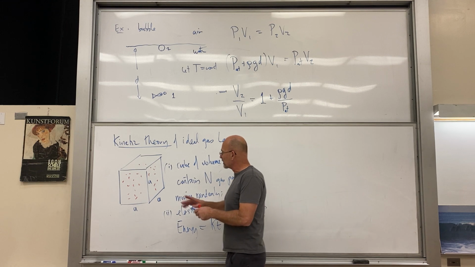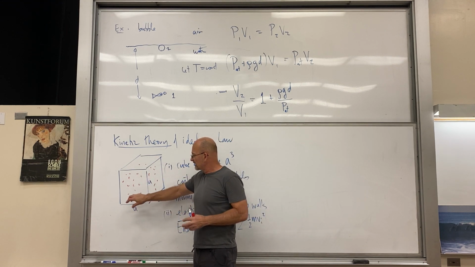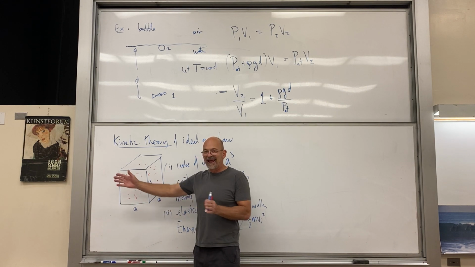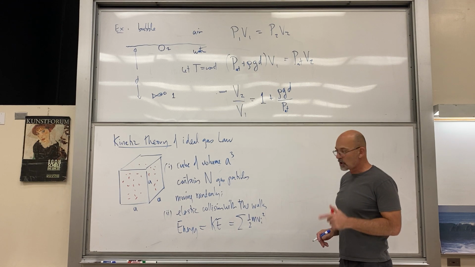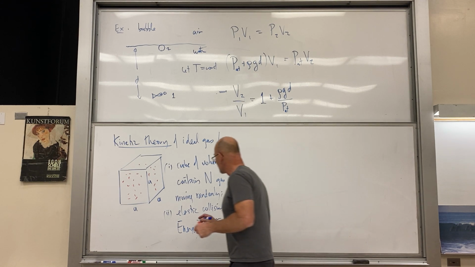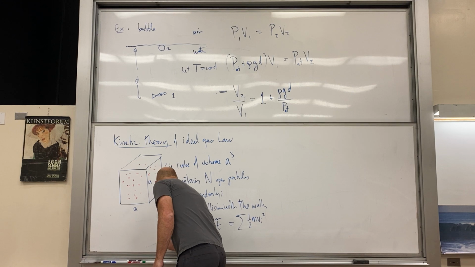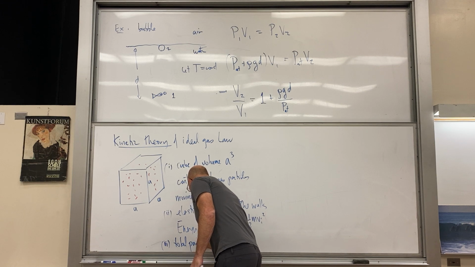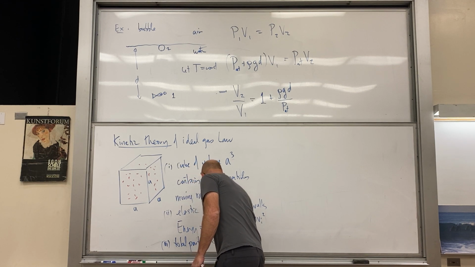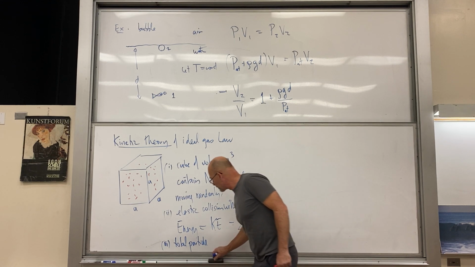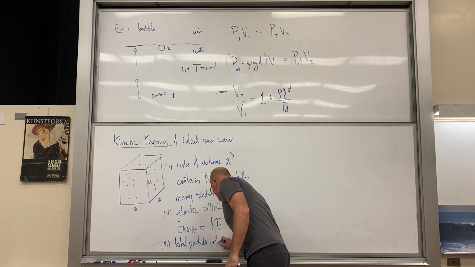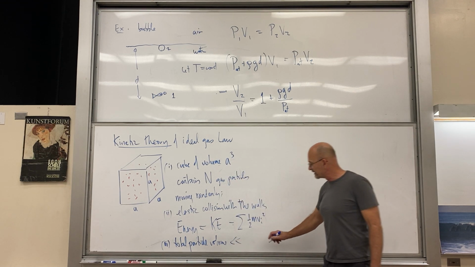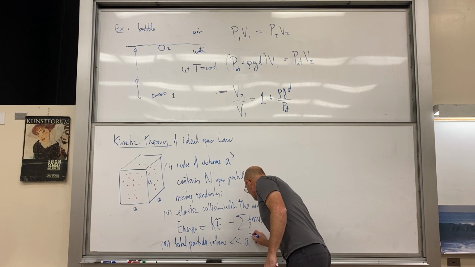And also, these particles are so small that if you were to compress them all, they would just fit into a tiny corner. The volume of the particles is much, much smaller than A cubed. The total particle volume is much, much less than A cubed.